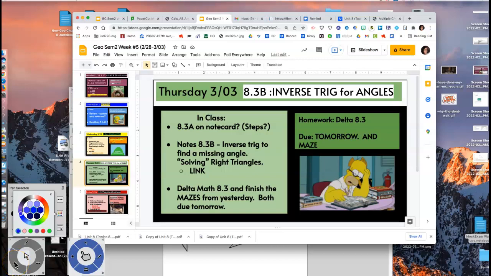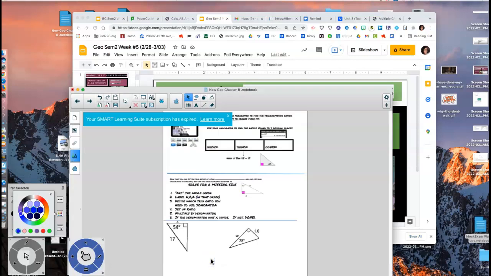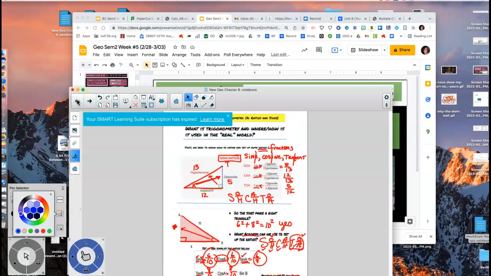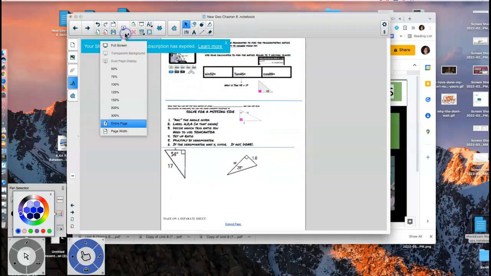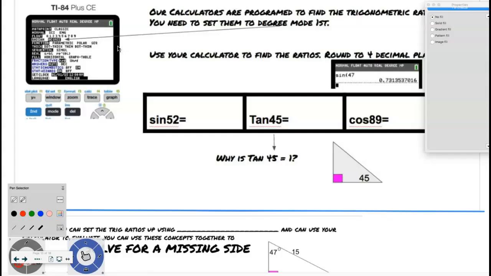Alright, so on Thursday, the first thing we're going to do is take yesterday's information. So I would go to your note card and go to yesterday's page right here. And let me go full screen. And we're going to focus on that middle part.